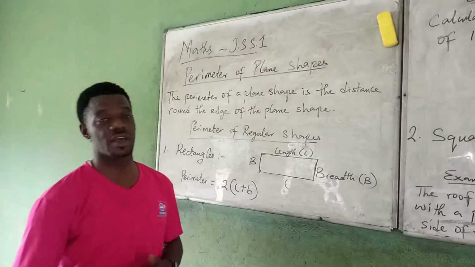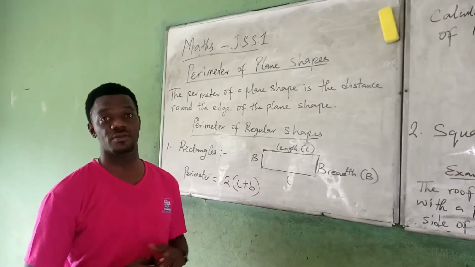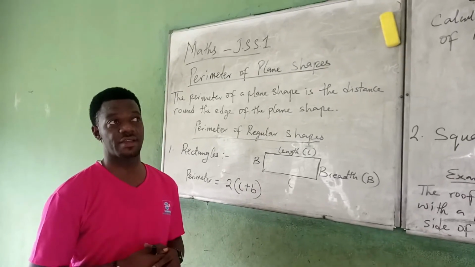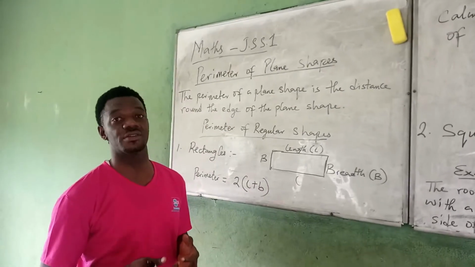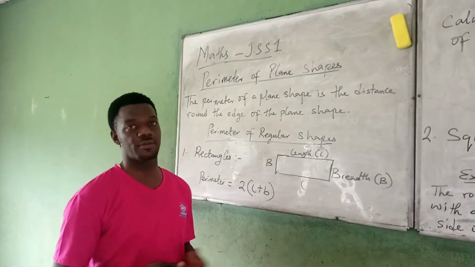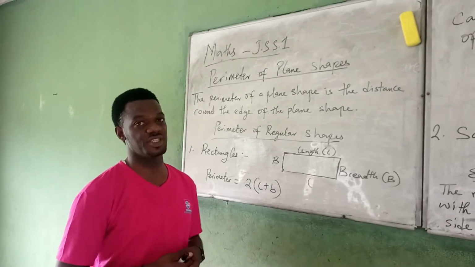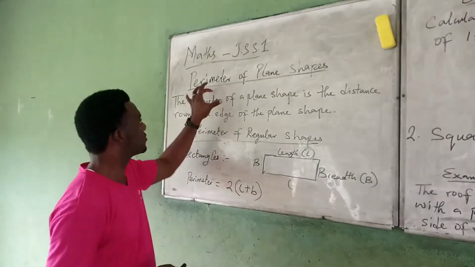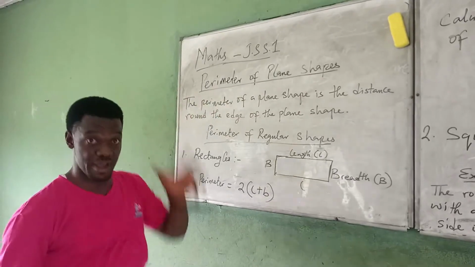I remember the other time we met, I gave you the theories of the plane shapes, like the rectangle, the square, the triangle, the circles, the trapezium, the parallelogram. We've done that in detail. I gave you the details of the properties of each of the plane shapes. Now we are coming to another aspect of the plane shape, which is the perimeter.